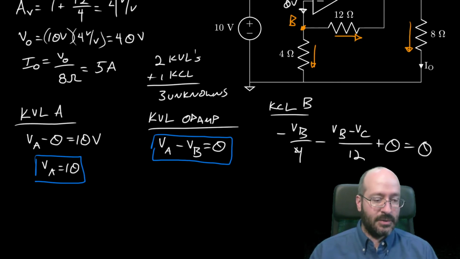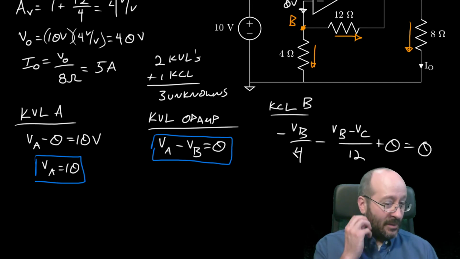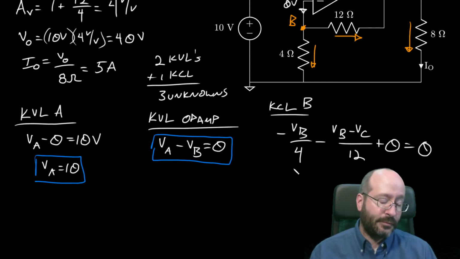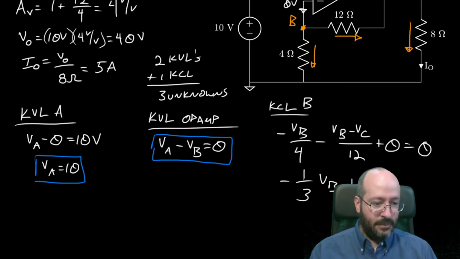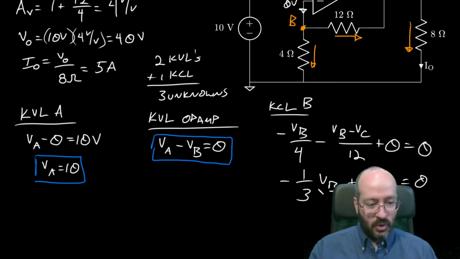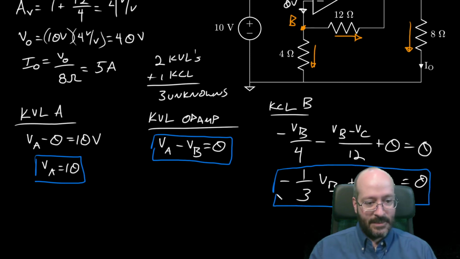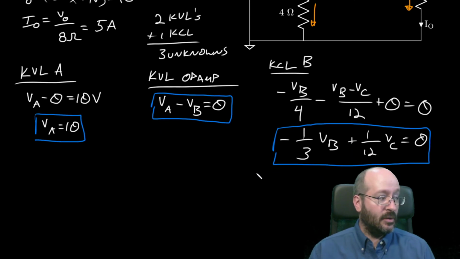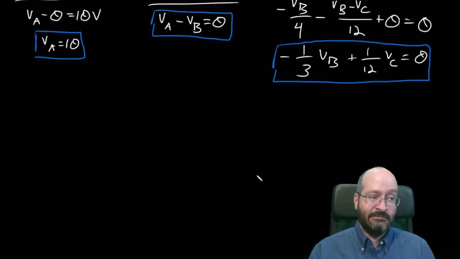So a little bit of algebra on that. It looks like we have negative 1/4 and negative 1/12 in front of VB. So that's going to be negative 1/3 VB plus 1/12 VC, and that's equal to 0. Okay, look at that. We got all three of our equations lined up, ready to go. Still behind my head, though. There we go. Sorry about that.